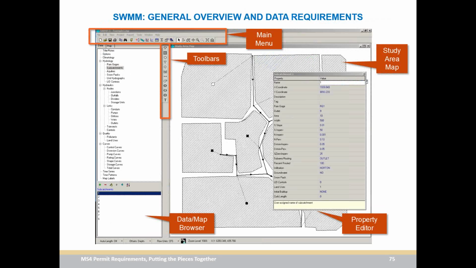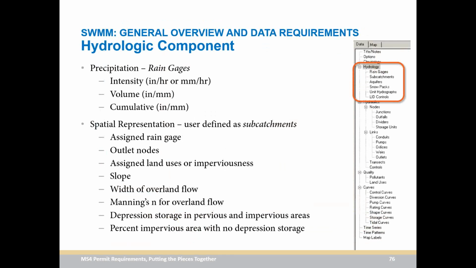So once you set up this model, this is how the interface looks like. We've highlighted some of the major interface elements in this picture here. I'm going to go over the three major components, the hydrologic, hydraulic, and water quality components of this model, one after another. First is the hydrologic component.